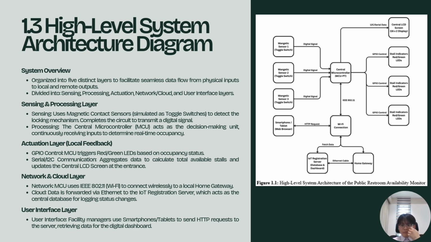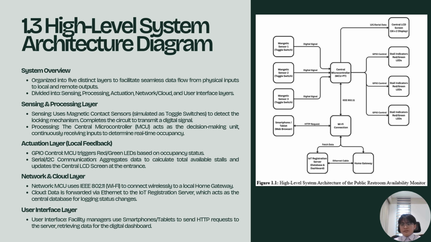To achieve IoT capabilities, we extend to the network and cloud layers. The MCU utilizes the IEEE 802.11 standard, which is the Wi-Fi protocol, to create a wireless connection with the local home gateway. This gateway bridges the local network to the wider internet, forwarding the occupancy data through a wired Ethernet connection to the IoT registration server. This server acts as our central database and cloud platform, logging every status change and storing historical usage data.